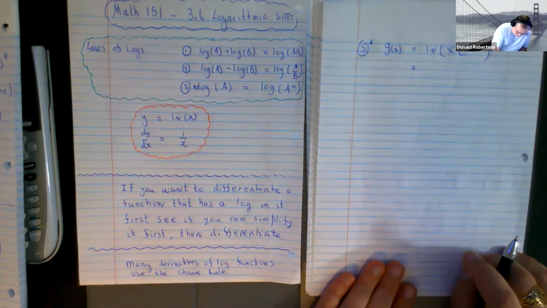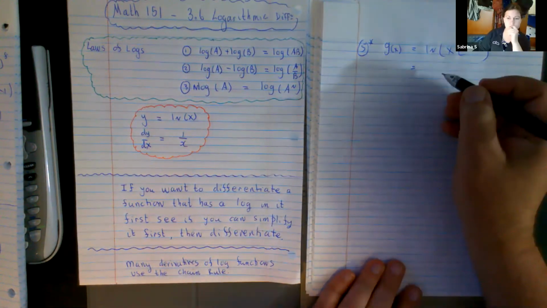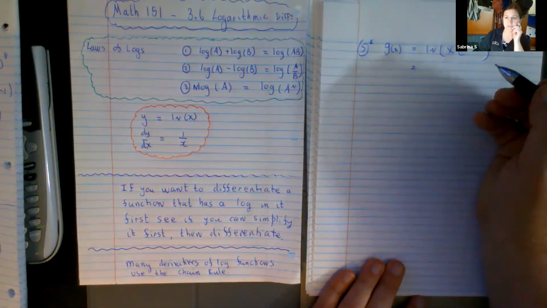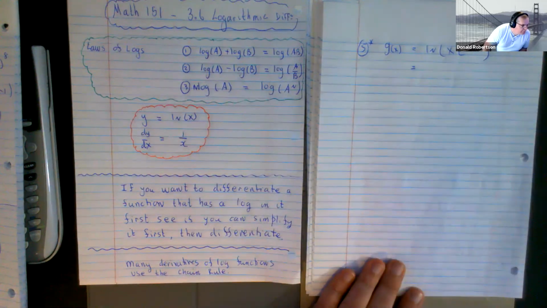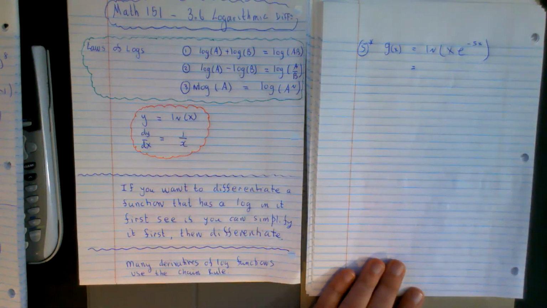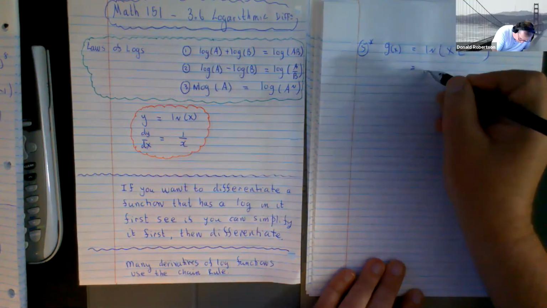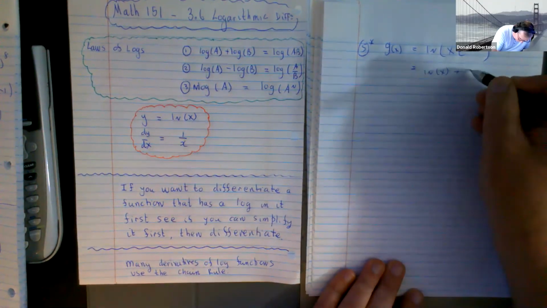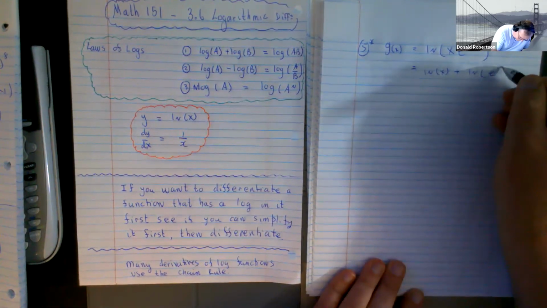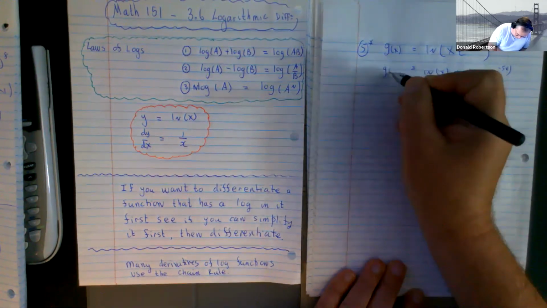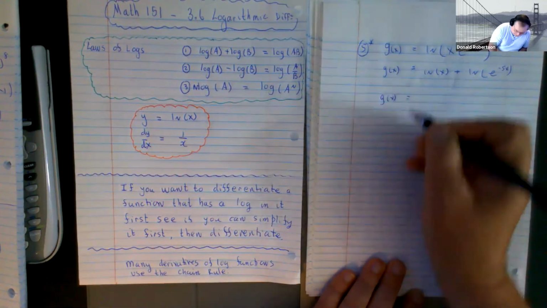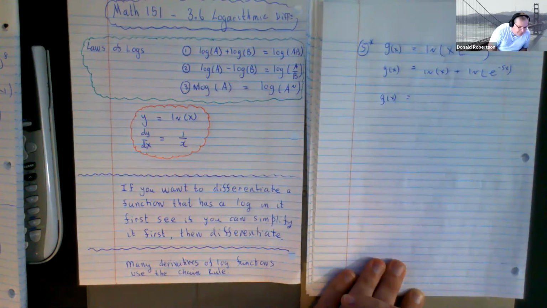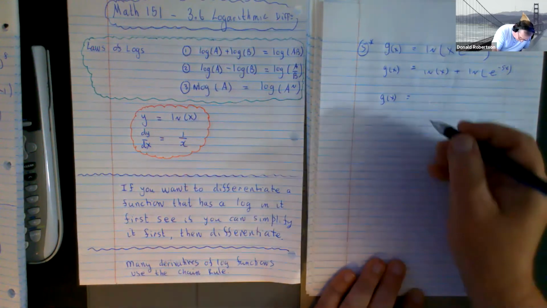Would I start with rule 3? Not yet. I will use rule 3, but not yet. Would you separate them into two logs, ln of x and ln of e to the -5x? Right, so I'd be using rule 1 then. Agreed. Yes. Okay. Now, you were talking about, Sabrina, using the third one. Okay, I'm going to use it on the second term.